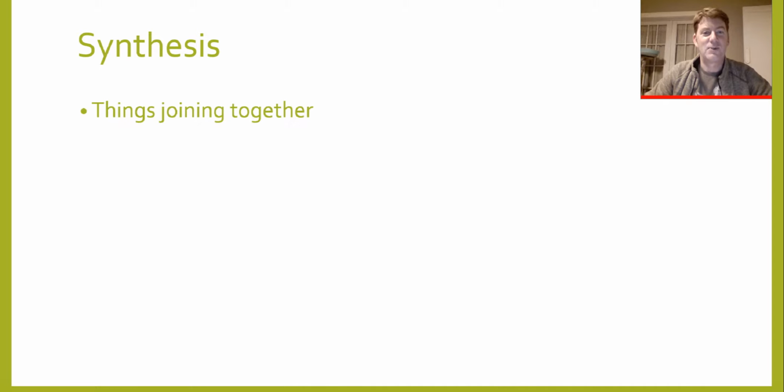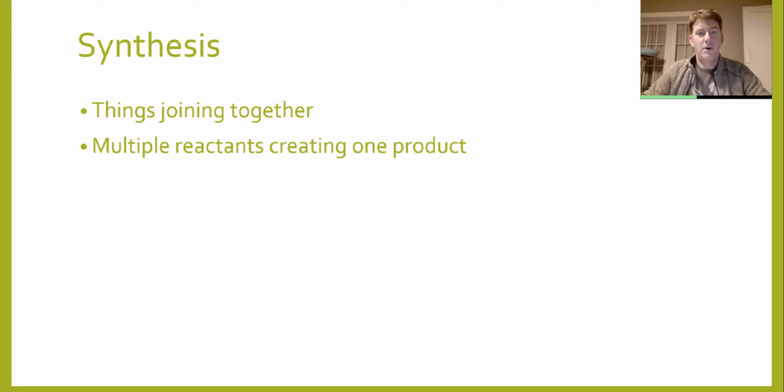With synthesis is really joining things together. As we think of our types with the chemical reaction, we have the reactants, which is the thing we start with. Products are what's created. So with synthesis, we're talking about multiple reactants creating a single product. So as we think of joining things together generically, we can look at this through a generic chemical type equation. A plus B equals AB.